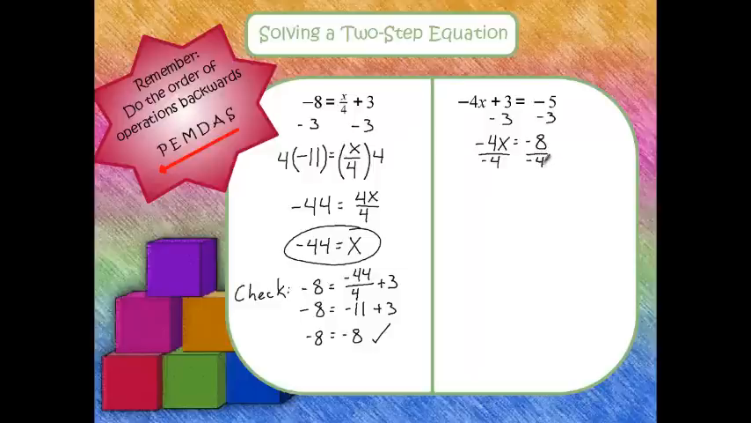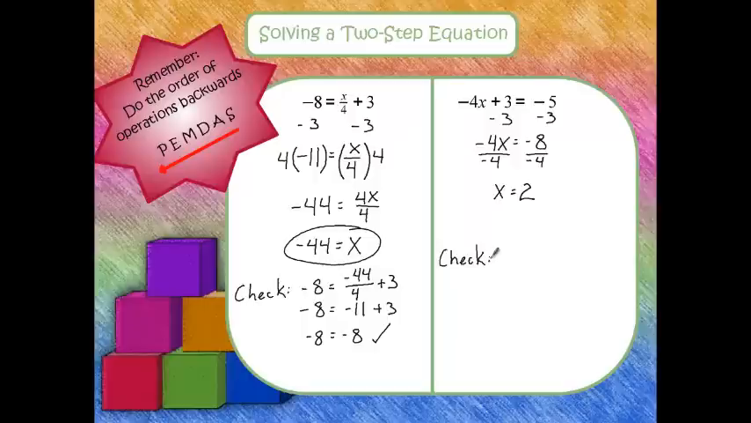So negative 4 divided by negative 4 is a positive 1, so I just have x, or positive 1x. And a negative 8 divided by a negative 4 is a positive 2. Negative divided by negative is a positive. Let's check this, make sure that we did everything correct.